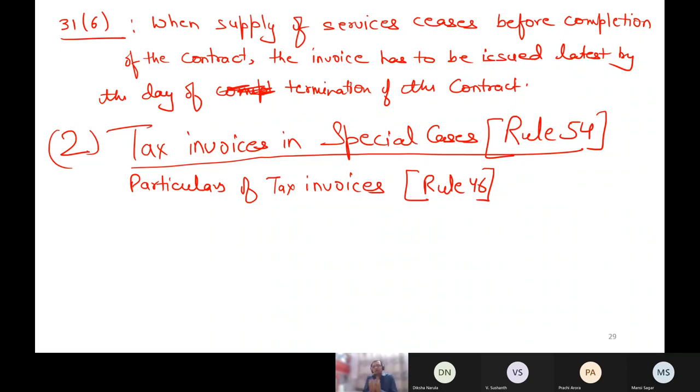Have you seen the invoice when you purchase the ticket? Have you seen the invoices when you have availed banking or insurance services? Have you seen the invoices when you have sent some goods through courier, etc., etc.? So many things are there. Now, these are special cases. Rule 54 says that in some special cases, what should be mentioned in the tax invoice? All the information or particulars which are given in rule 46 plus some additional which rule 54 tells.